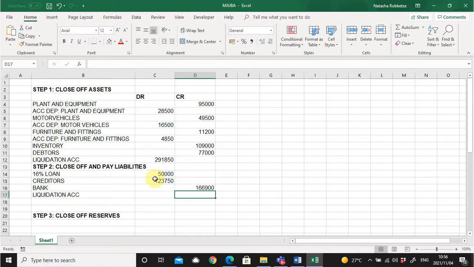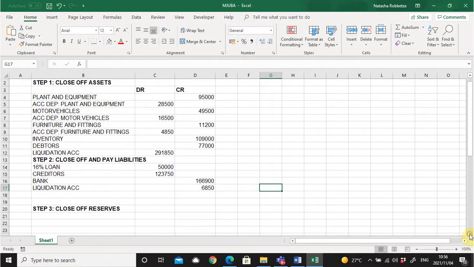If I look at the totals here, the liquidation account will need a credit amount to balance. So if I force balance it, on the credit side you will have 6,850, and that is then the amount of discount to be listed in the liquidation account that we have received from the creditors. Of course, it's a credit because it's an income.